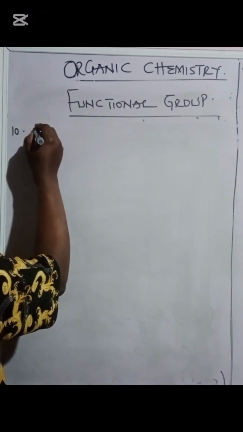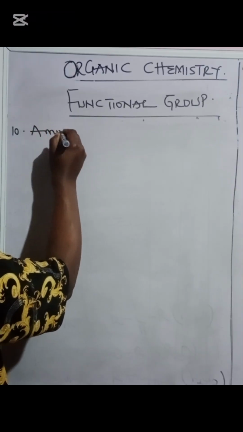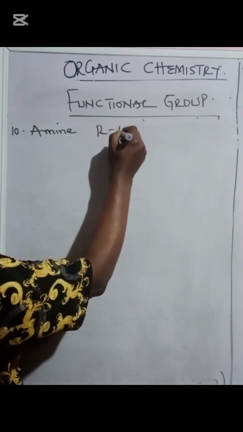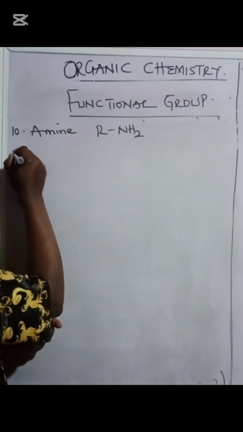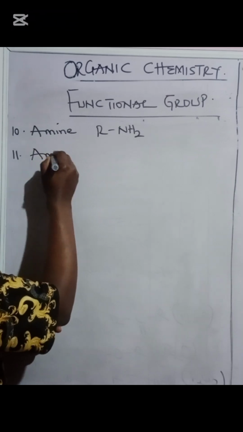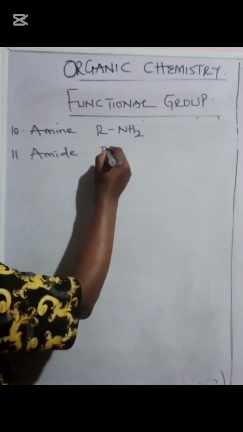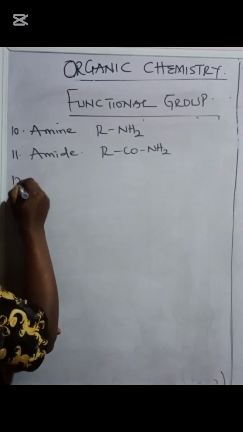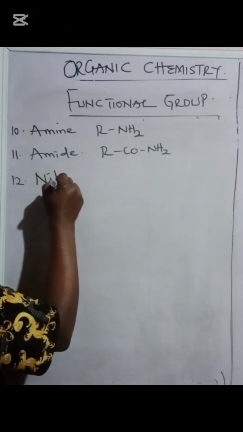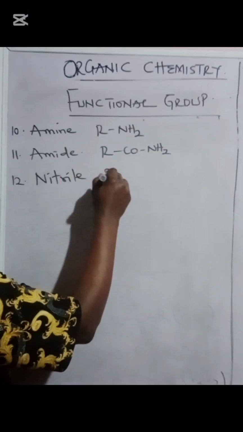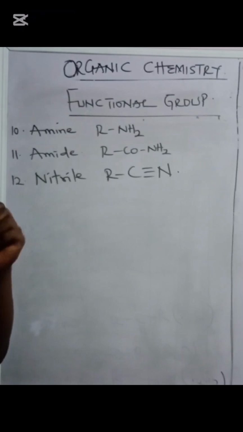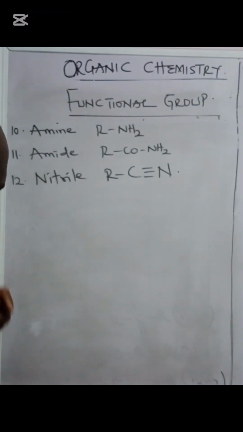Functional group in amine is written as RNH2. 11, we have amide. The functional group is RCONH2. While finally the functional group in nitrile is RC triple bond N. These are examples of functional groups in different organic compounds.